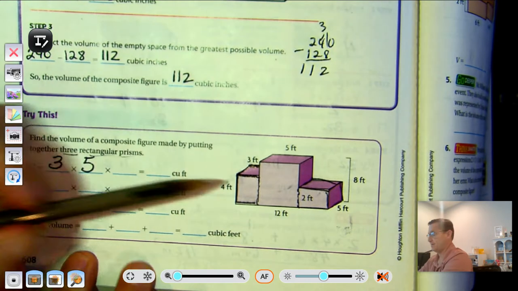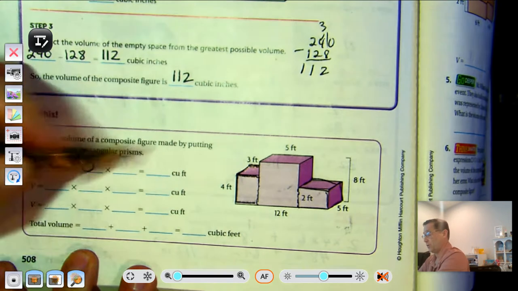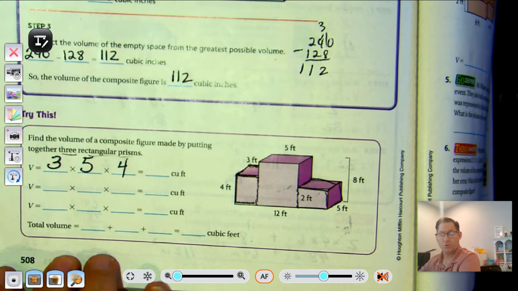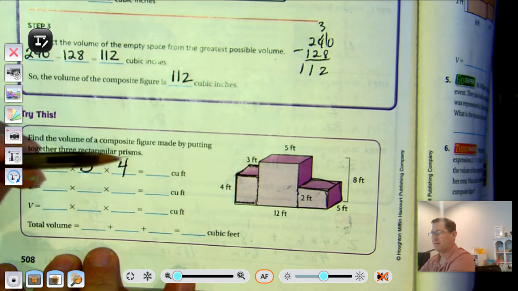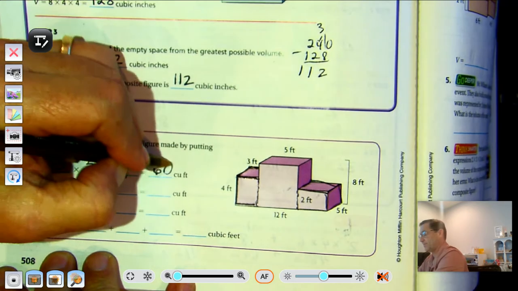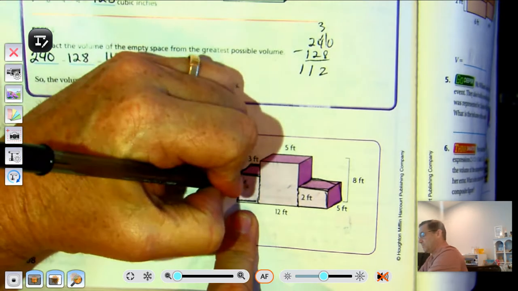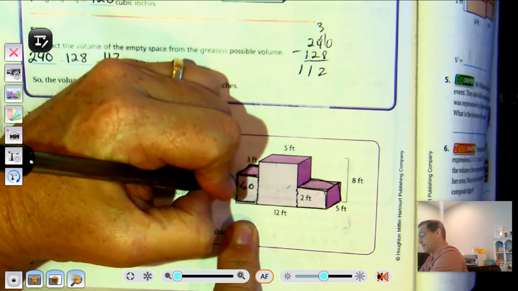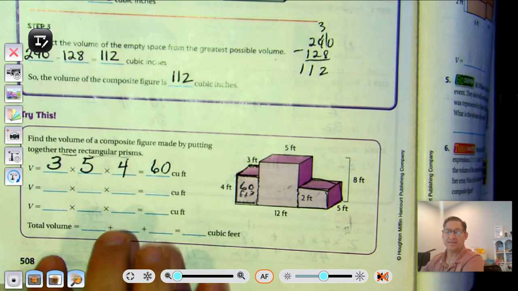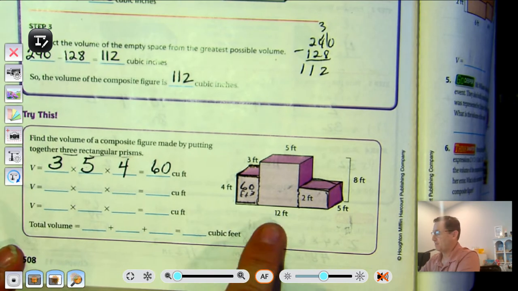So the width is 5. And what's the height of this first rectangle? It's 4. Okay. So 3 times 5 times 4. What is that? Well, 5 times 4 is 20. And 3 20s is 60. All right. So this shape on the left is 60 cubic feet. All right. How about the one in the middle?